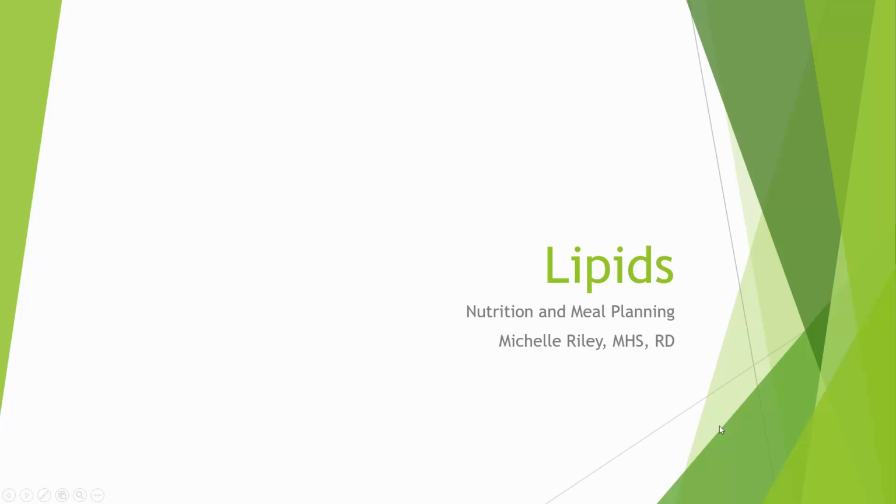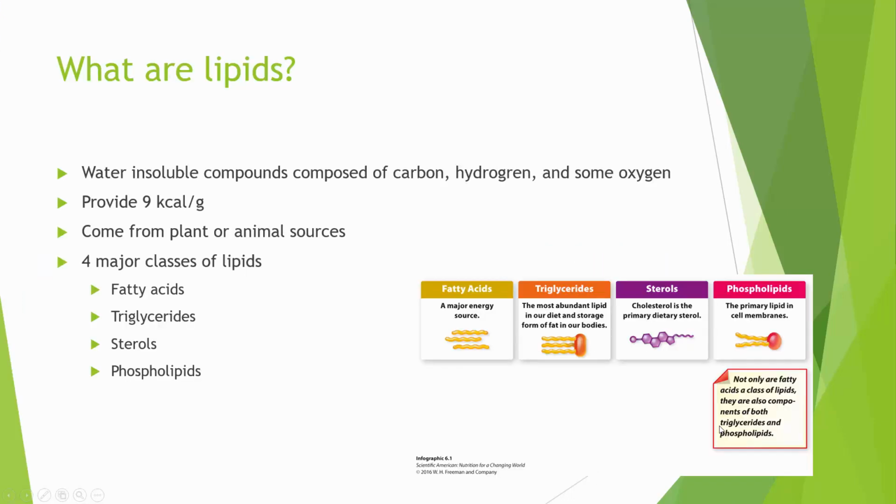Okay, so we're going to start by looking at our lipids here. We're going to be talking about the different types of fats that we have. These are water-insoluble compounds, so that's what makes them different from our other macronutrients. They do not dissolve in water. They will also provide us 9 calories per gram.